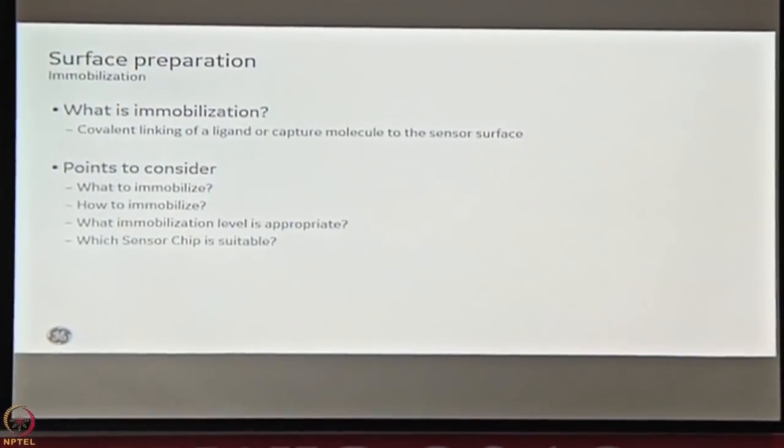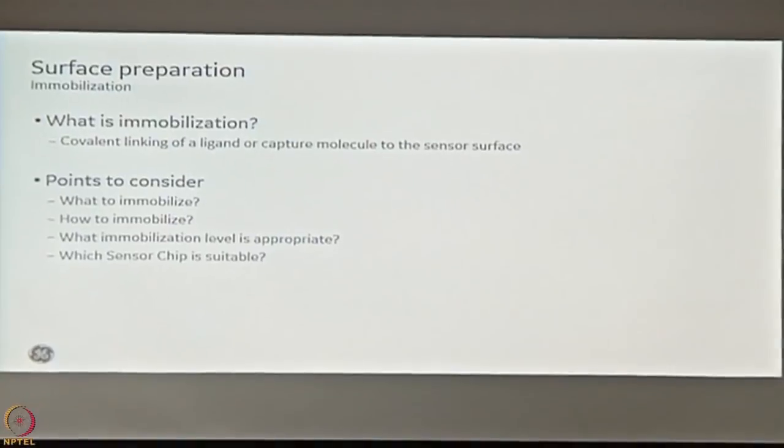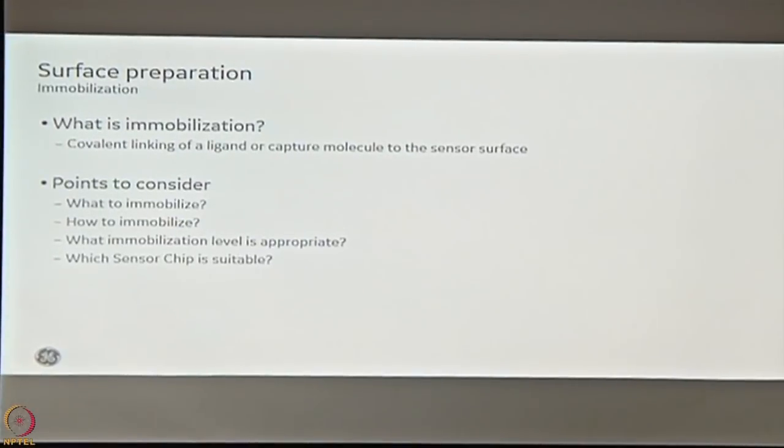Okay. So first of all, what is immobilization? We all know, right. How do we stick it to the surface? We covalently link it, right. It is not just any attraction, it's a covalent linkage, right. So once you immobilize, that is immobilized for good. You cannot strip it out. Once you immobilize something on the surface, you can't strip it out, right.